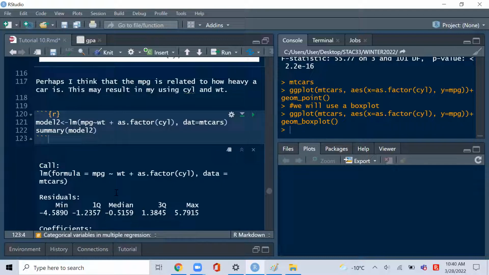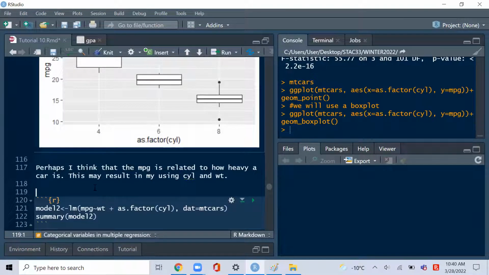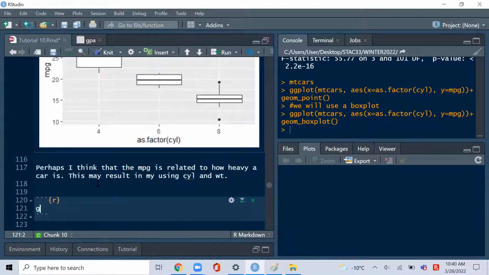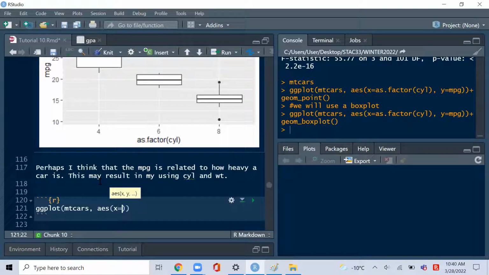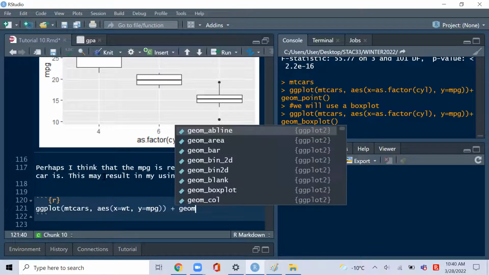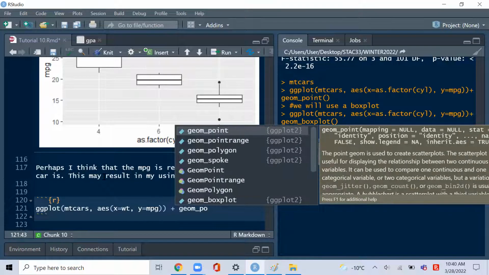Okay, so if I think that MPG is in some sense related to how heavy a car is, I might think to use cylinder and weight. And you can imagine that weight itself, if you look at the plot of weight against MPG, you will see that it exhibits a downward trend.